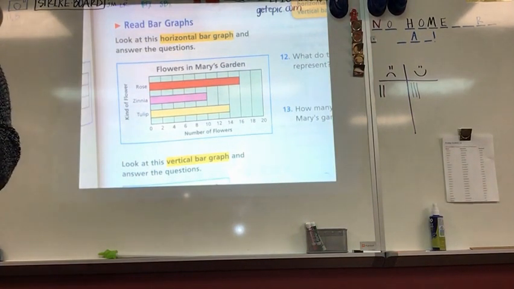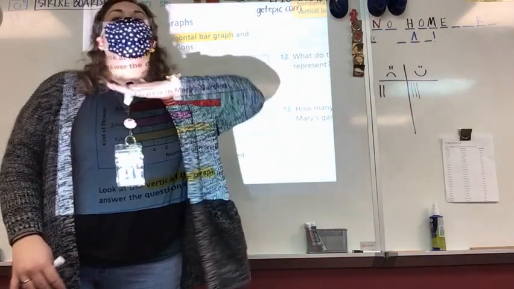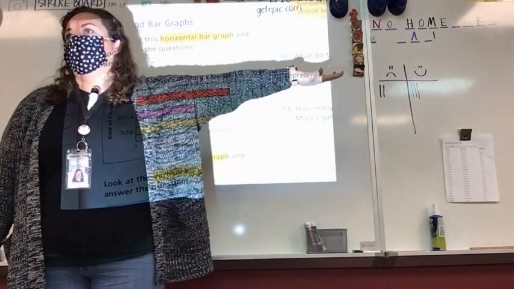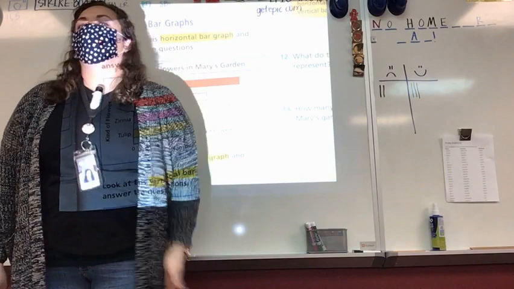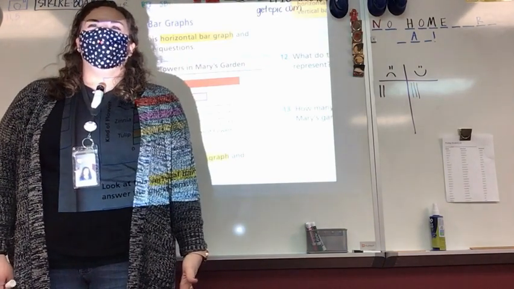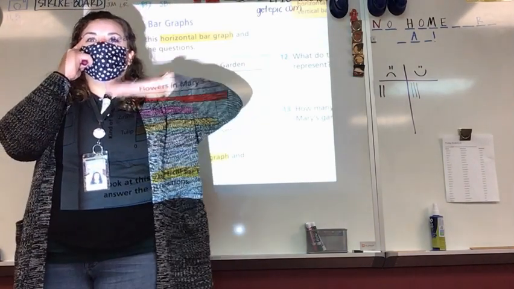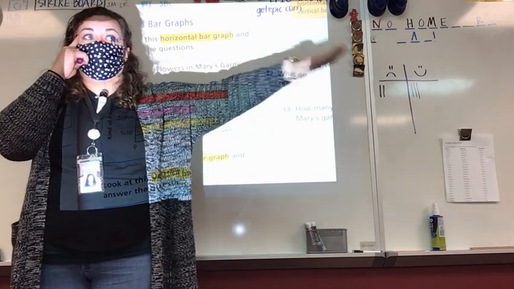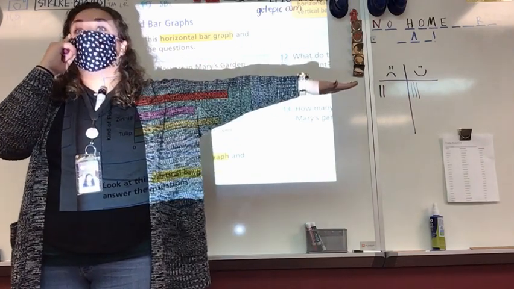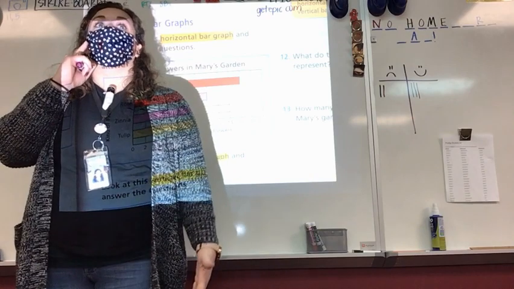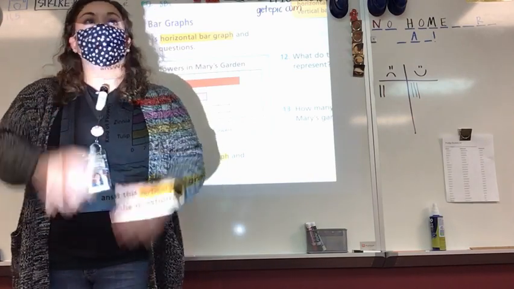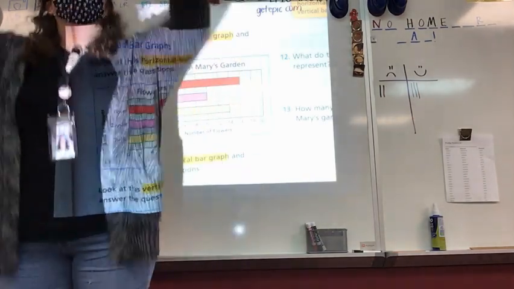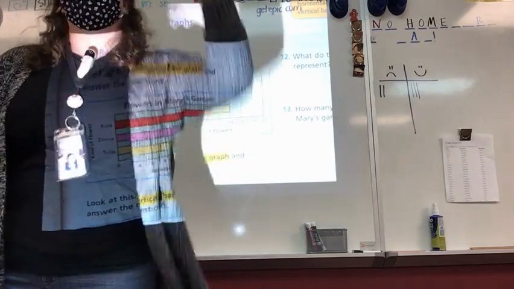Now, quick note. Bar graphs can be horizontal or vertical. A way to remember this is horizontal sounds like horizon, like the sun going up and down the horizon. Vertical, my athletes in the room, you might say, I have a 6-inch vertical, which means you can jump up 6 inches. So vertical's up and down.